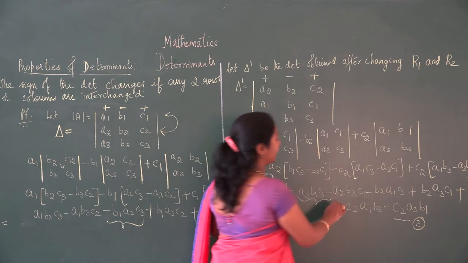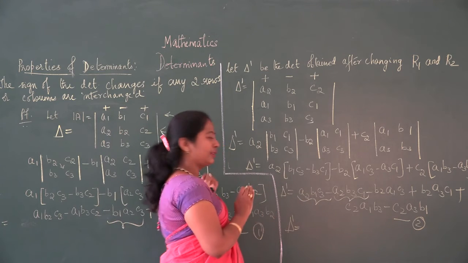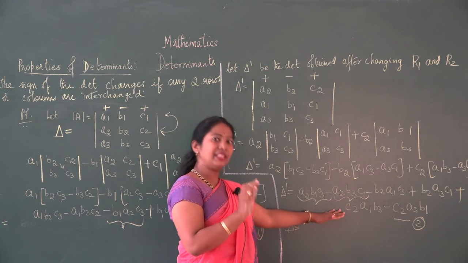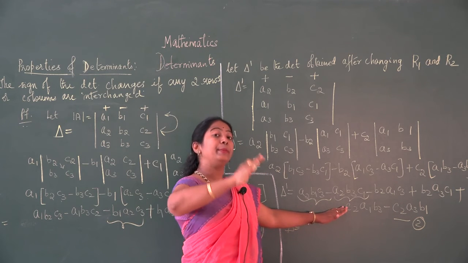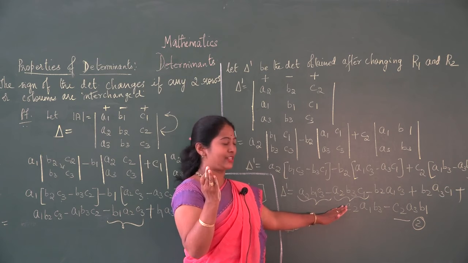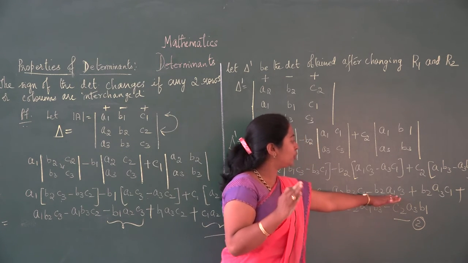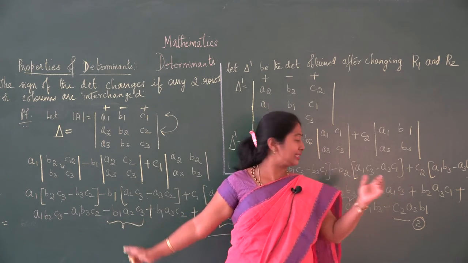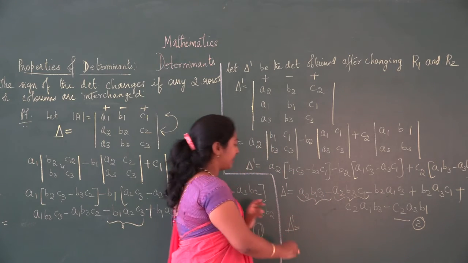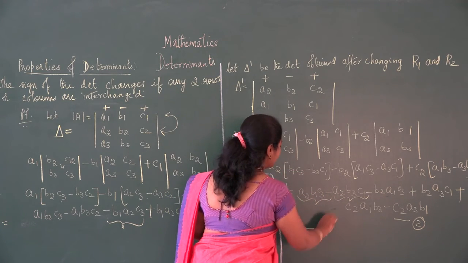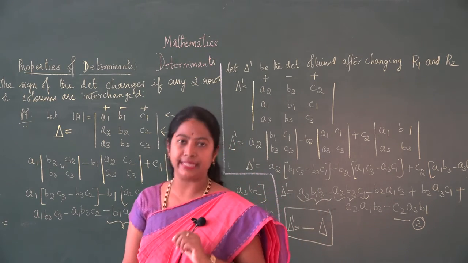and A2 B3 C1 is negative in the second. So the terms which are positive in the first equation become negative in the second equation, and the terms which are negative in the first become positive in the second. Similarly, considering all 6 terms, minus B2 A1 C3 is negative, and when you compare, B2 A1 C3 becomes positive, which means delta dash is equal to minus delta.